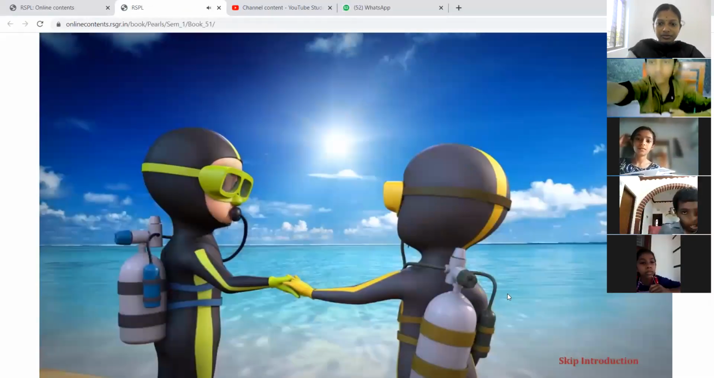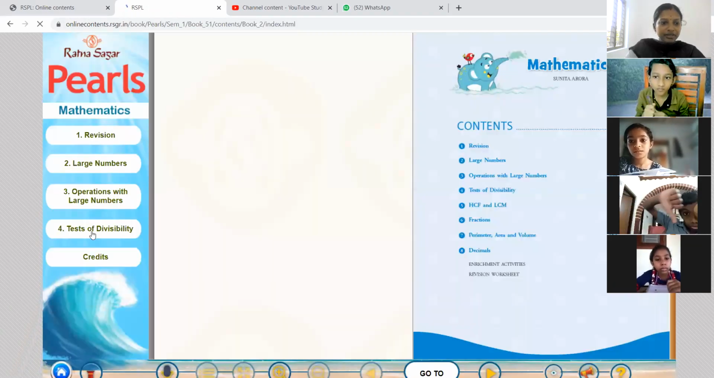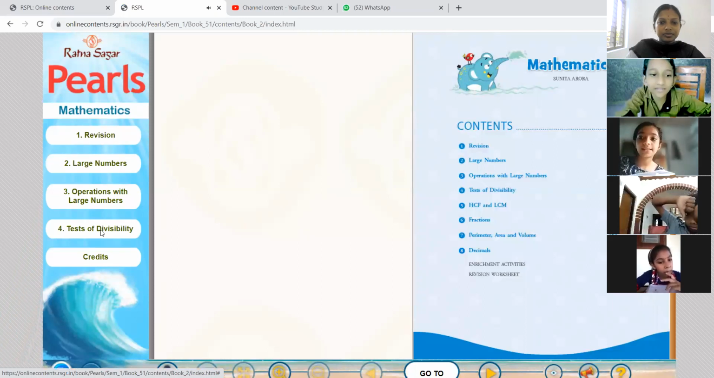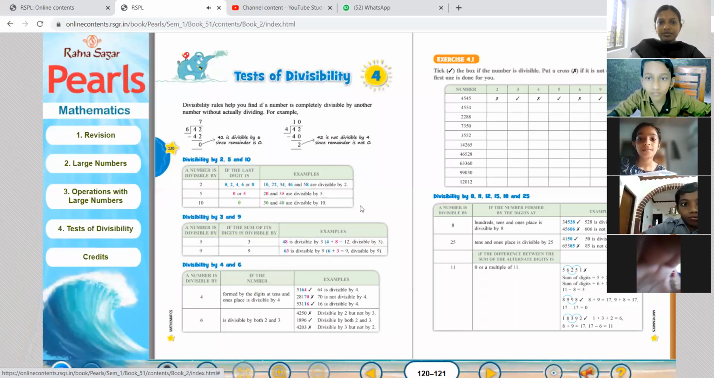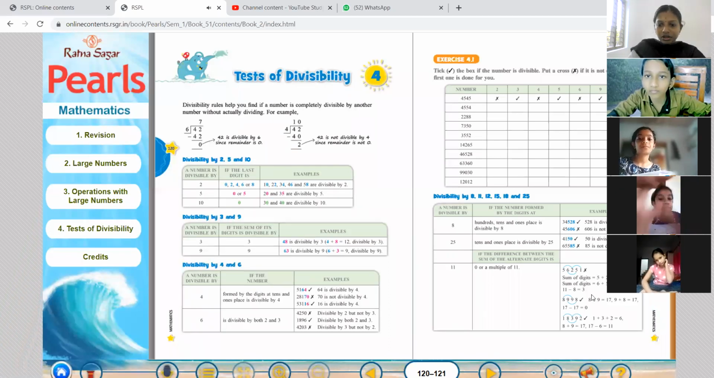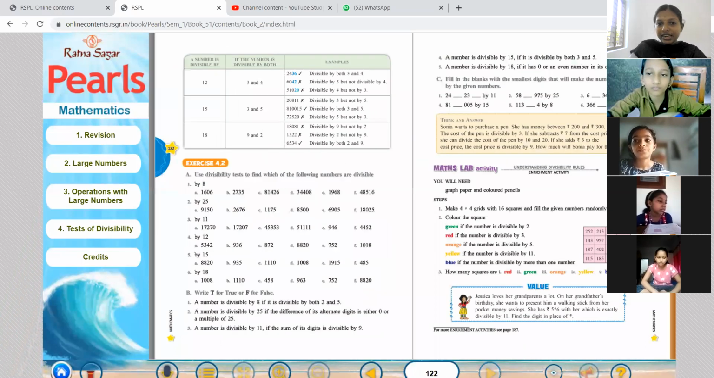Can you see your textbook here? Is it okay now? Okay. Then we have studied the divisibility of numbers 2, 5, 10, 3, 9, 4, 6, 8, 11, 12. And today we are going to study the divisibility of 15, which is given here.